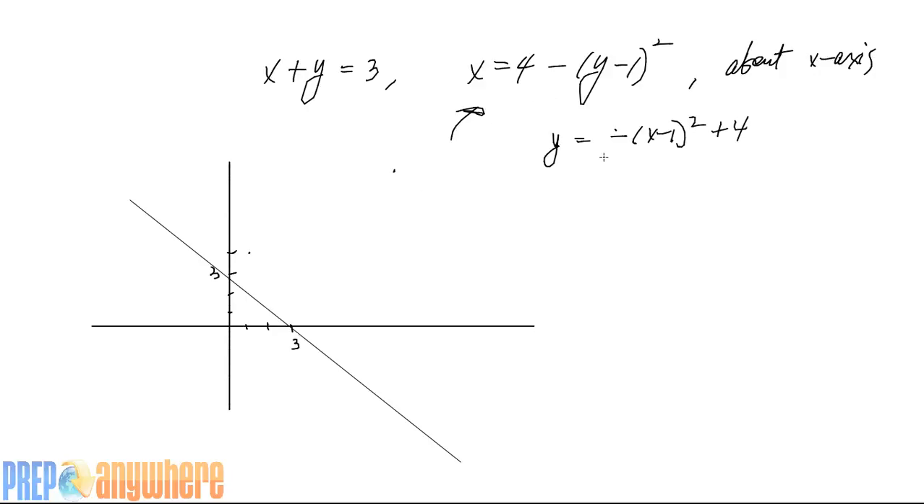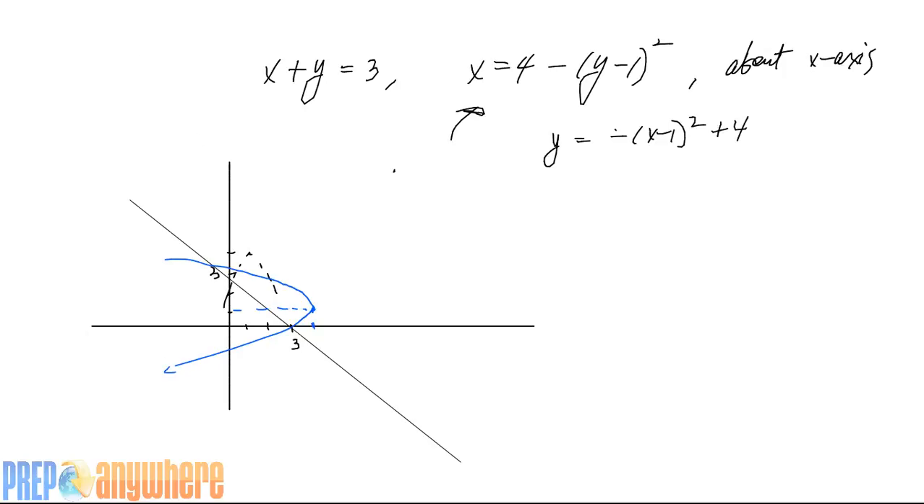So this right here starts there and it goes down. But what we want to draw is the inverse of it. So the point (1, 4) is going to be instead at (4, 1). And it's going to go down, so it's going to go to the left, like this.